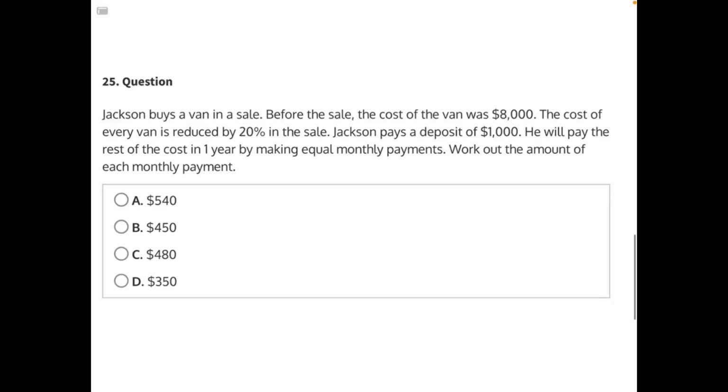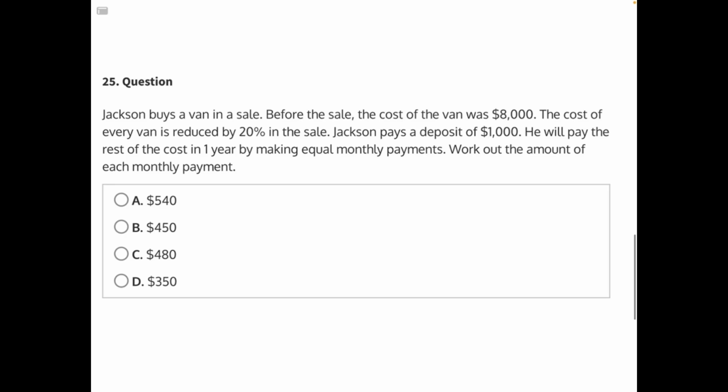Mike Jackson buys a van in a sale. Before the sale, the cost of the van was $8,000. The cost of every van is reduced by 20% in this sale. Jackson pays a deposit of $1,000. He will pay the rest of the cost in 1 year by making equal monthly payments. Work out the amount of each monthly payment.